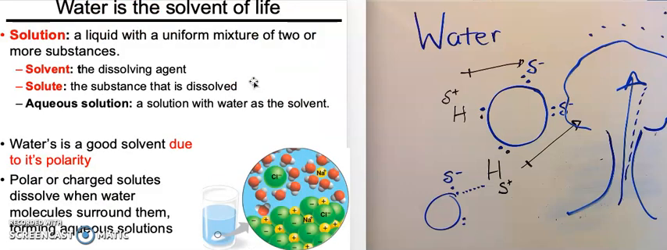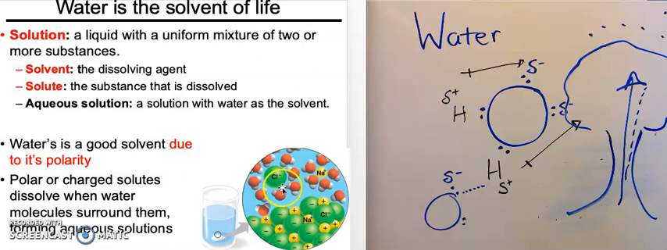Another important property of water is that it is a good solvent. A solvent is a dissolving agent, and in biology, the solvent is usually water. Water makes an excellent solvent because it's polar, because it has one side that's partially positive and one side that's partially negative. So some vocab words here. Water is the solvent. The solvent is the dissolving agent. The stuff that gets dissolved is called the solute. And the mixture of the two makes up a solution.